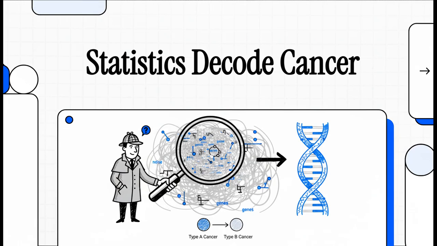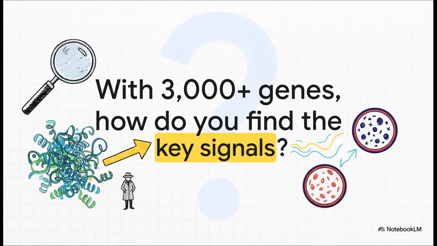Welcome to The Explainer. Today we're diving into a really powerful story about data, disease, and discovery. It's a story about finding a tiny, life-saving signal that's hidden inside a massive mountain of genetic noise. So let's just jump right in.